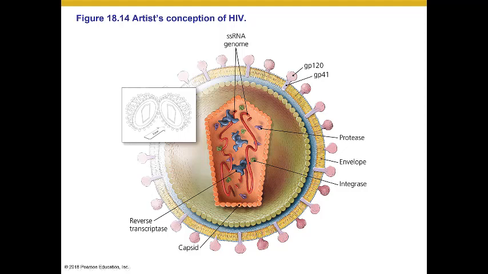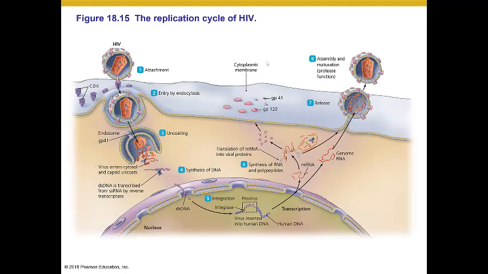GP41 is involved in the uncoating of this virus. So I'll show you a picture in a minute. So here we go, replication cycle of HIV. Remember, as a virus, it has to attach to the host cell, the genome, in this case the single-stranded RNA, has to enter the host cell, and then it's going to undergo synthesis, meaning it's going to make more copies of viral genome, more copies of viral protein, assemble them, and release.